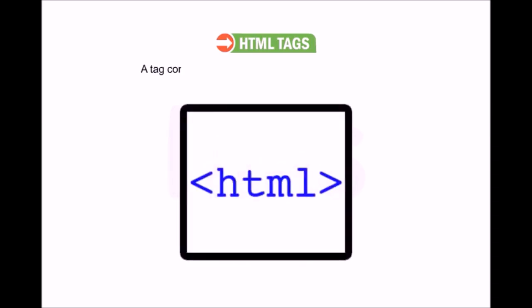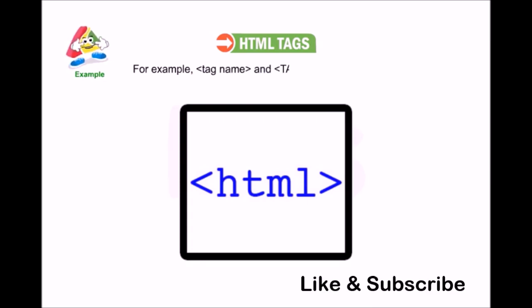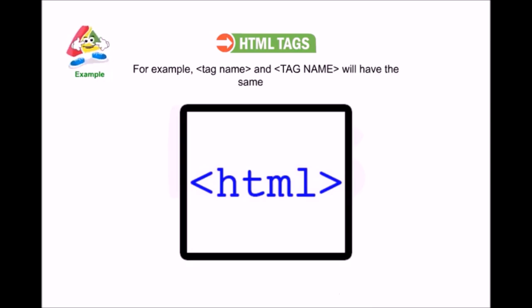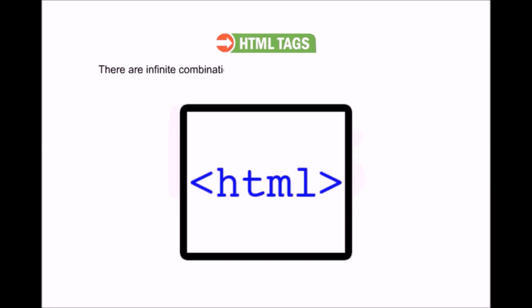Alright, now let us talk about HTML tags. A tag comprises text enclosed in angle brackets. All tags have their own attributes and default values. Each tag in HTML follows specific rules known as syntax. These tags are not case sensitive. For example, an opening bracket, tag name, closing bracket, and an opening bracket in capital letters, tag name, closing bracket will have the same effect. There are infinite combinations of HTML tags or elements which are used for forms, images, and lists.